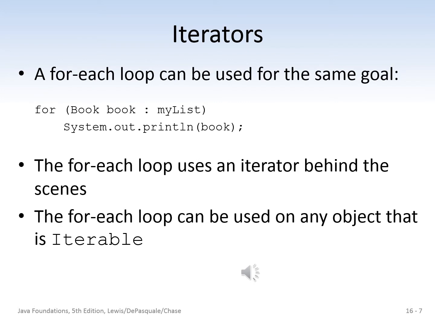So if myList is iterable, a for each loop can be used in the same way as the while loop. And here is the statement. The for each loop uses an iterator behind the scenes, and it can be used on any object that is iterable. And in this case, myList, which is a list of books, is iterable.